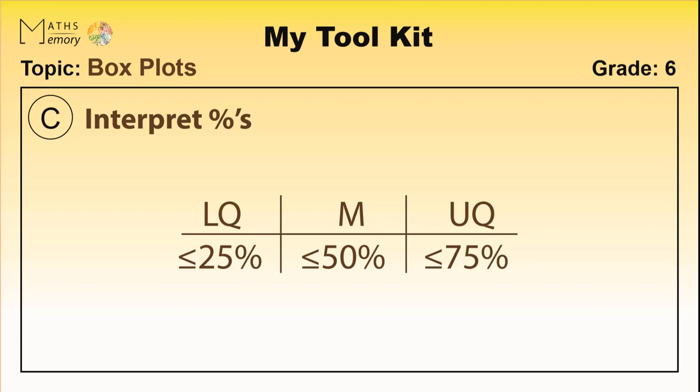So let's get our revision card out and look at section C on our toolkit, and let's make the heading interpreting percentages. We've found out from various questions that the different statistics on the box plot mean different things. So the lower quartile means 25% or less, the median 50% or less, and the upper quartile 75% or less. These questions come up a lot when interpreting or analyzing the box plot.